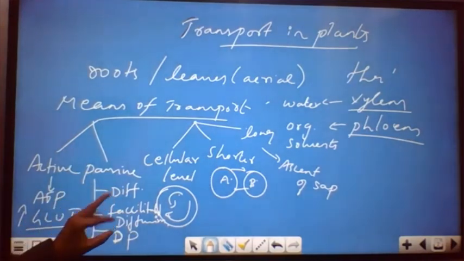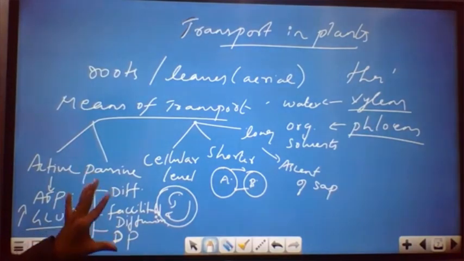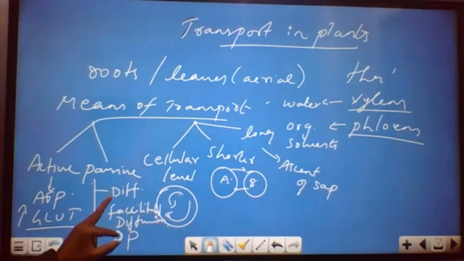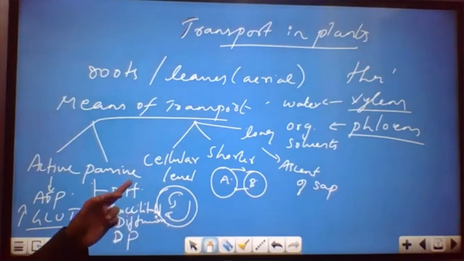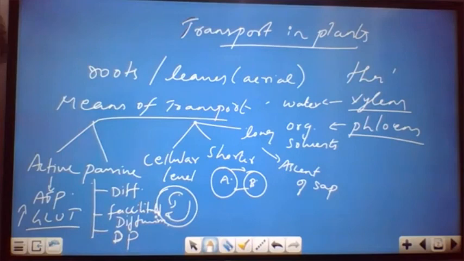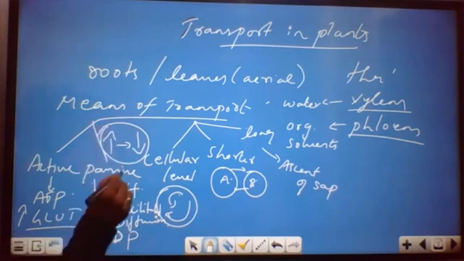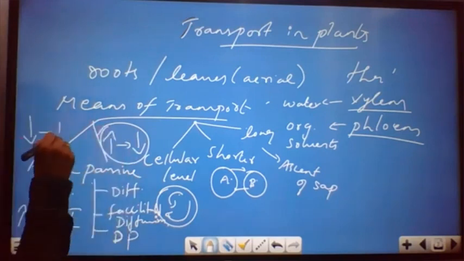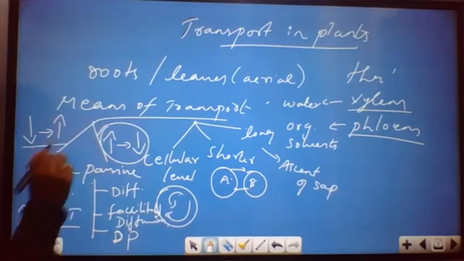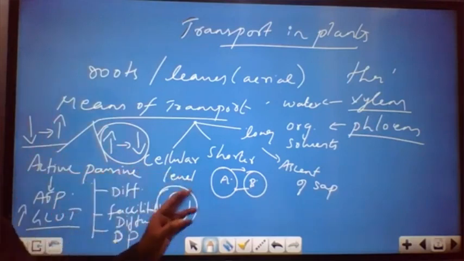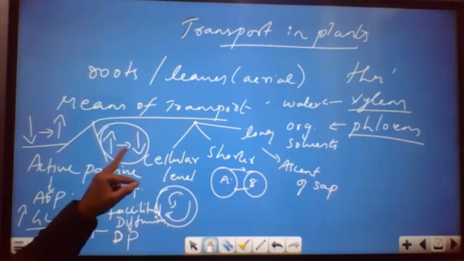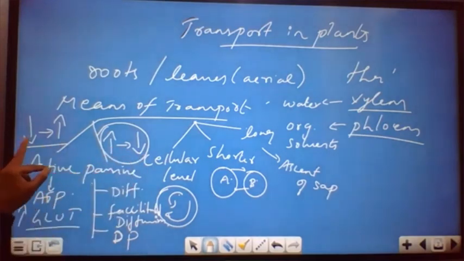Coming to normal diffusion, it doesn't require energy transfer; no ATP is required for this process. In normal diffusion, what takes place? It may be a gas or a liquid, in any form, and the molecules move from the higher concentration to the lower concentration for passive transport. But in active transport, it is from the lower concentration to the higher concentration. This is the difference between active and passive.